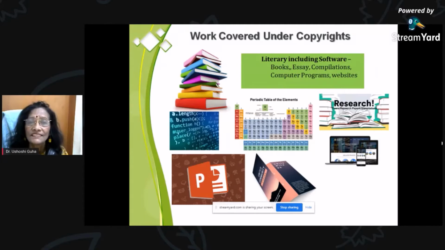Here, you just see the periodic table of elements. It has a copyright. You see the research, it has a copyright. And likewise all this.